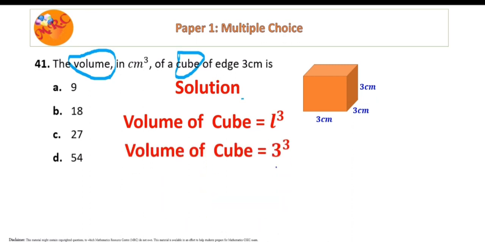What is 3 cubed? 3 times 3 times 3. What is 3 times 3? 9. Times 3, 27. That means our answer is C.